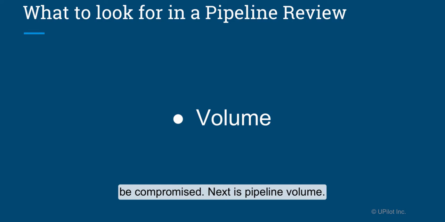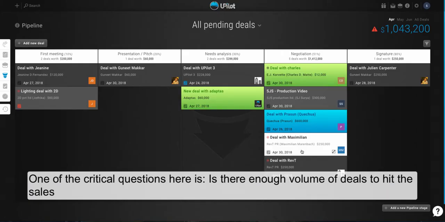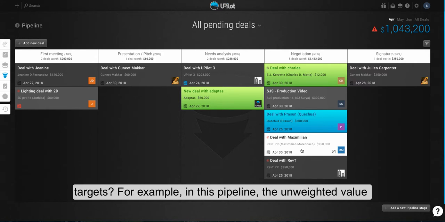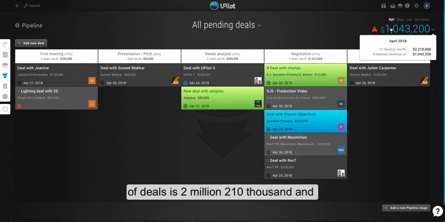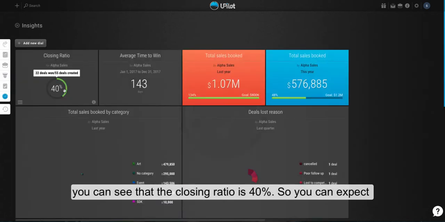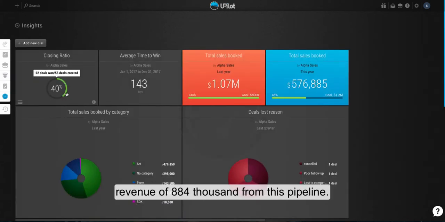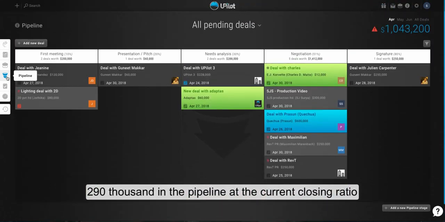Next is pipeline volume. One of the critical questions here is, is there enough volume of deals to hit the sales targets? For example, in this pipeline, the unweighted value of deals is 2,210,000. As you can see, the closing ratio is 40%, so you can expect sales of 884,000 from this pipeline. Then if you want to hit a target of 1 million, you would need additional deals worth about 290,000 in the pipeline at the current closing ratio.